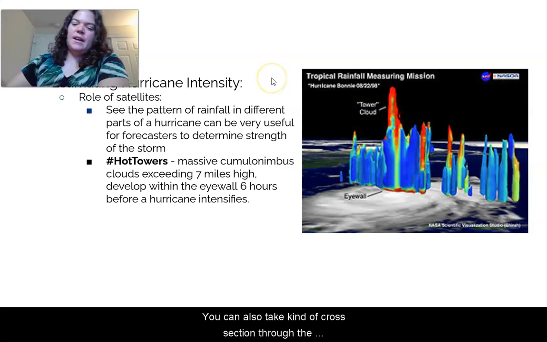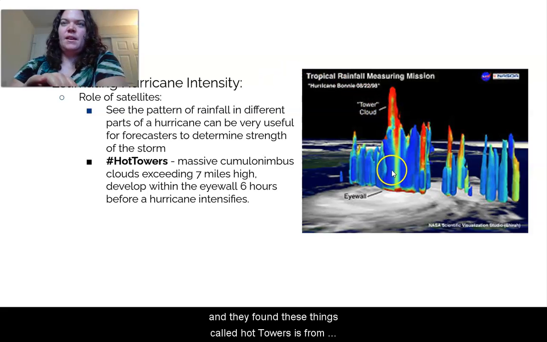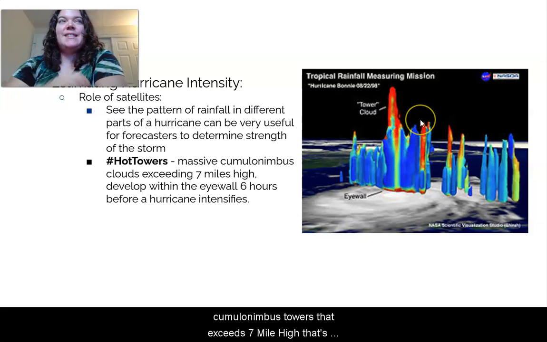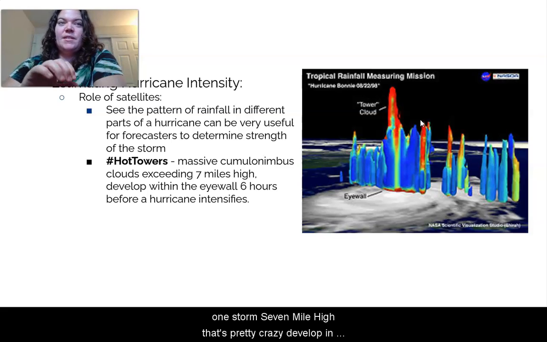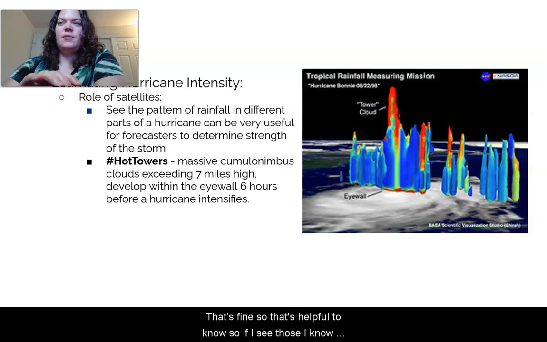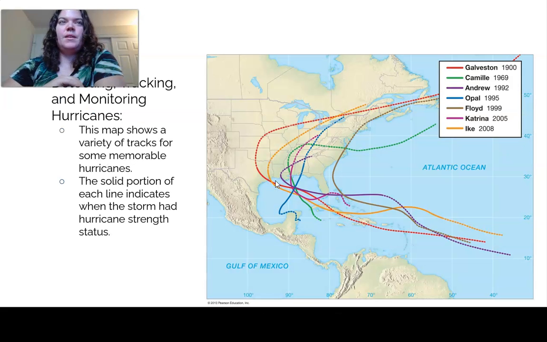You can also take kind of cross sections through the storm. So this shows you the pattern of rainfall in a hurricane, and they found these things called hot towers. This is from recent research. And they found that these massive cumulonimbus towers that exceed 7 miles high, that's one storm 7 miles high, that's pretty crazy, develop in the eye wall 6 hours before the hurricane will intensify. So that's helpful to know. So if I see those, I know the storm is going to intensify.